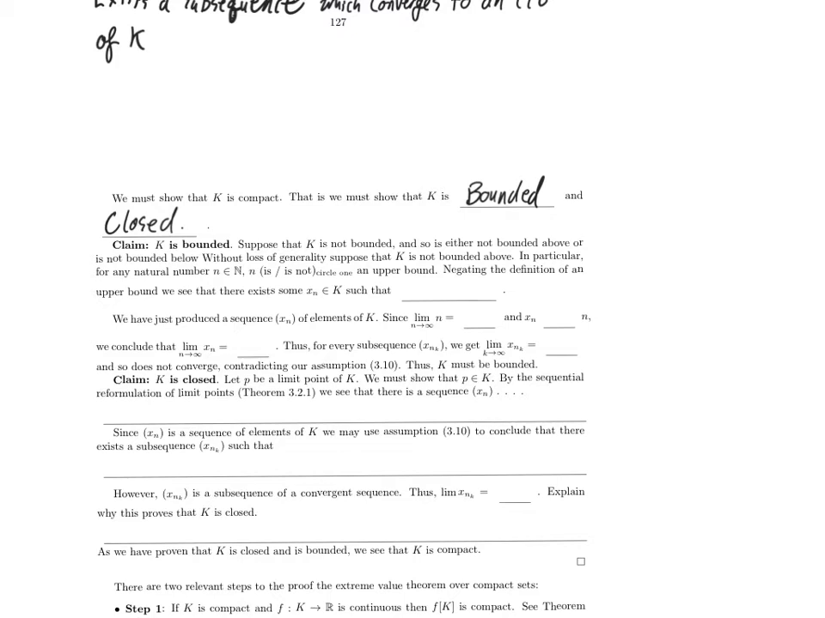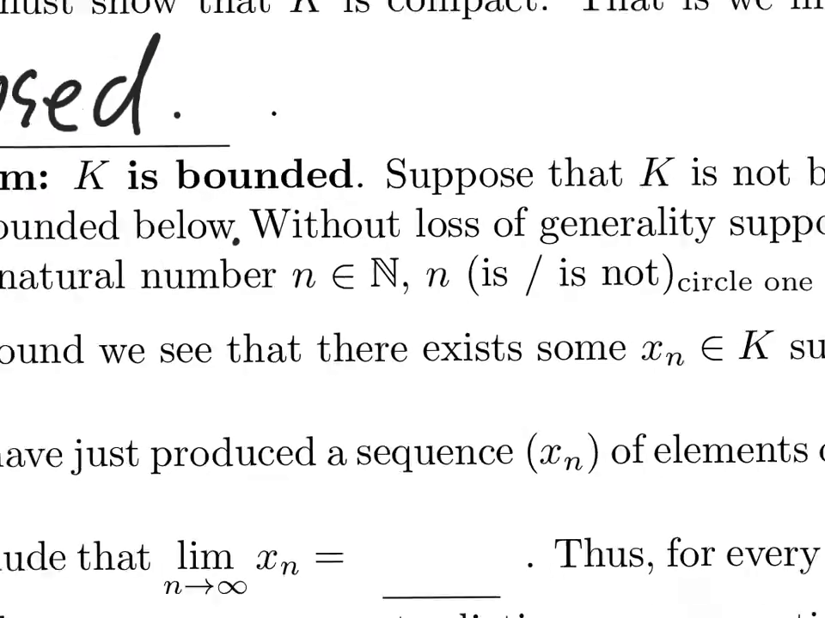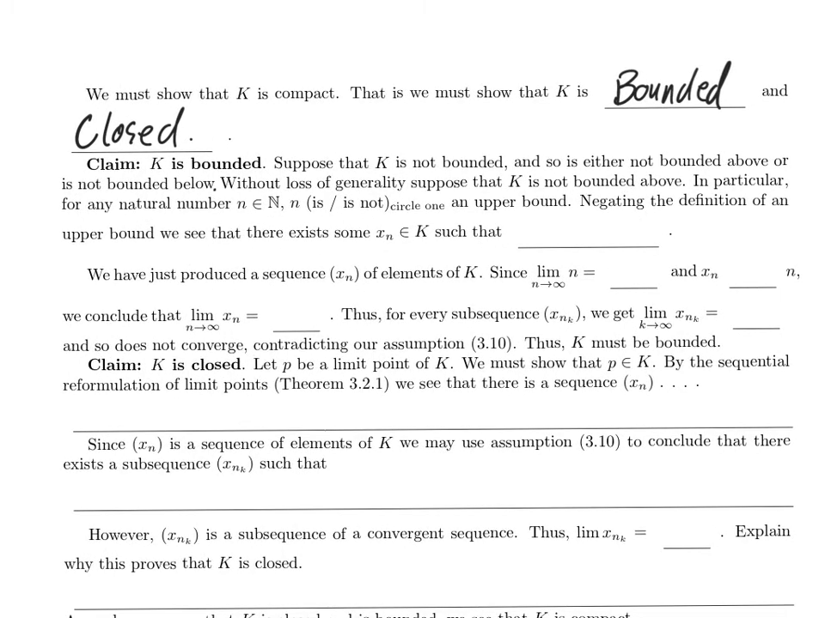So let's suppose that K is not bounded, so I'll proceed by contradiction. That means it's either not bounded above or not bounded below. Without loss of generality, I will assume that this set K is not bounded above. There's a super similar proof if it's not bounded below. In particular, for every natural number n, could that number be an upper bound? Well, of course not. The set is not bounded above, so n can't be an upper bound.